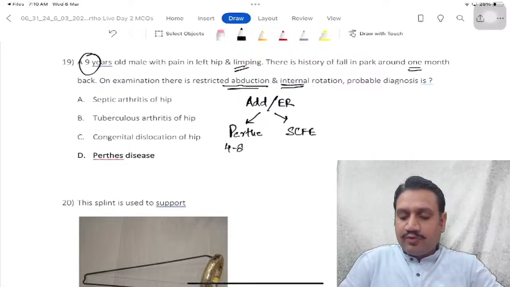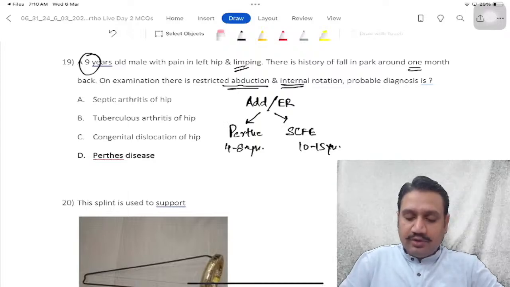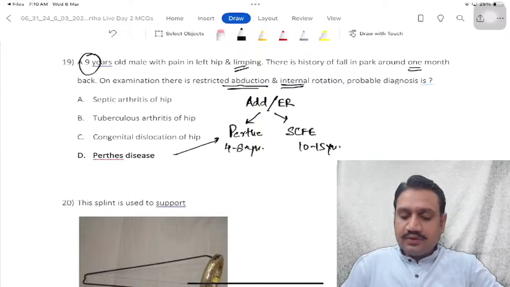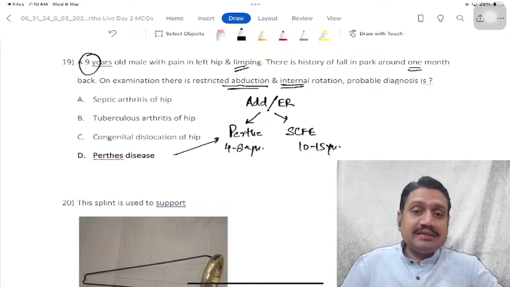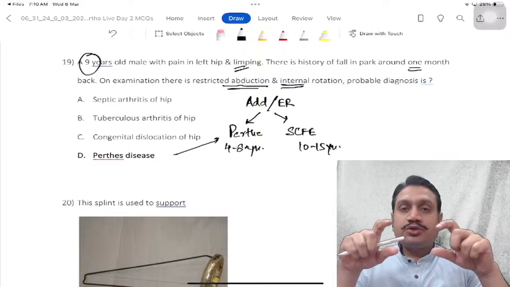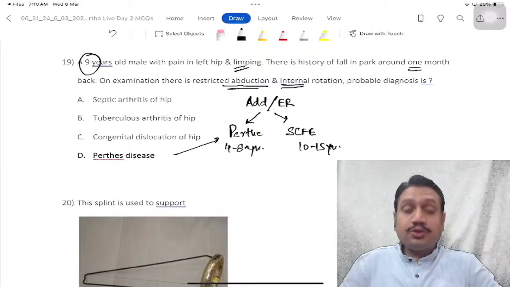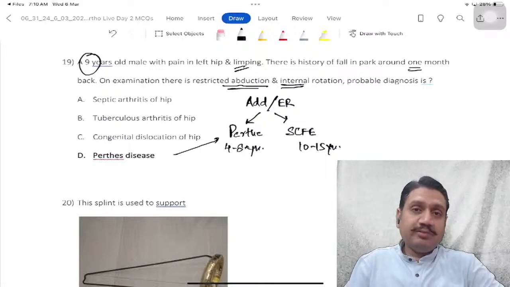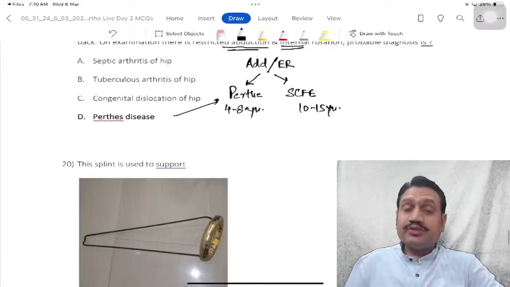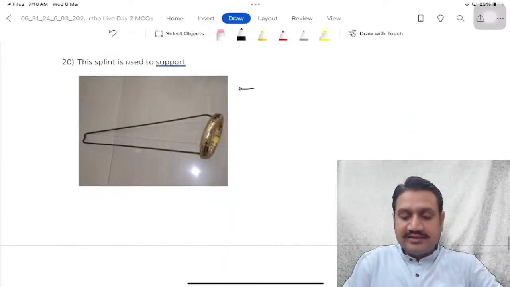Perthes is a problem of 4 to 8 years. SCFE is a problem of adolescents, right? 4 to 8 years or 10 to 15 years, right? So this is what we are talking about, Perthes disease, the osteochondritis of the femoral head. I do believe you have the list of all the other osteochondritis as well, of the scaphoid, of the capitulum, of the vertebra. So this is osteochondritis of the head of the femur, the process which can lead to avascular necrosis of the head.